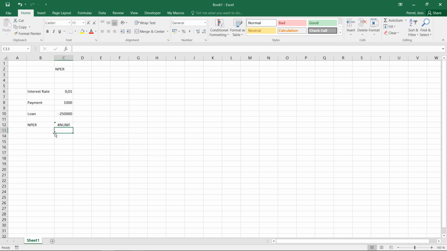Then either we get a result or we get something like this. And I did this here on purpose, because whenever you get this number error, it means under these conditions it will never be possible to pay back the loan. Because in this case the interest payments will be much higher than the payment you make. We can easily check this if we go interest rate times loan. We see each period I have to pay 2,500 euros in interest, and I only actually pay back 1,000, so this cannot actually work.